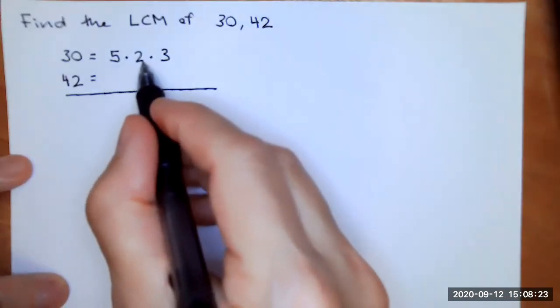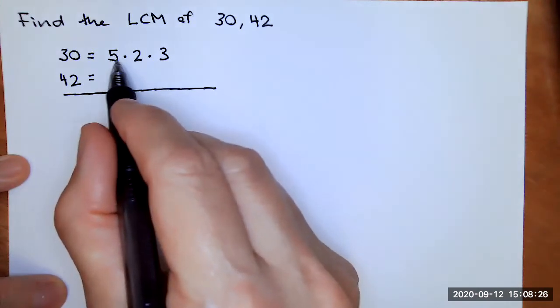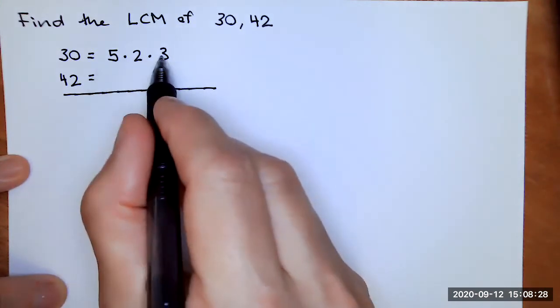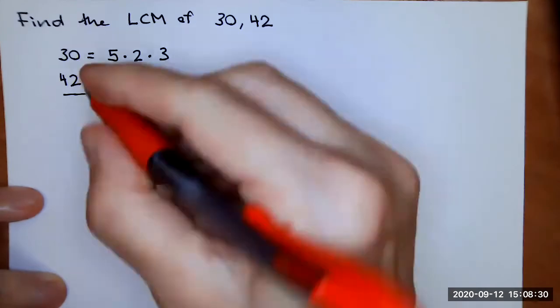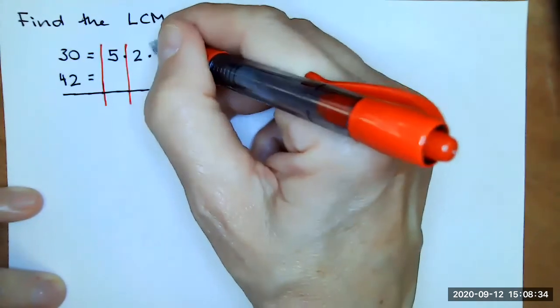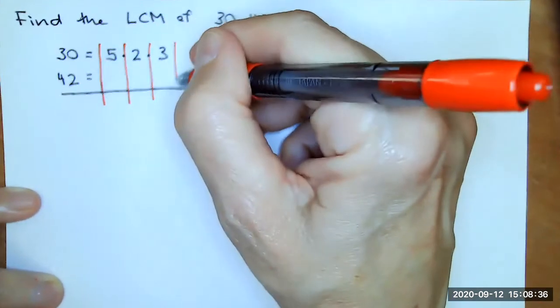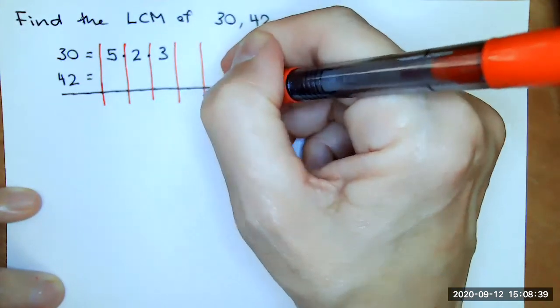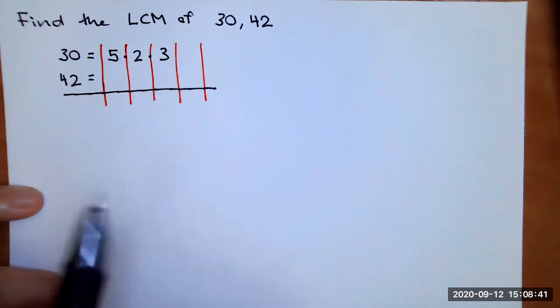And it doesn't matter what order you put these primes in. 5 times 2 times 3 could be 2 times 3 times 5. But what is important is that we have a 5 column, only 5s go here, a 2 column, and a 3 column. Let's make an extra column in case we need it.